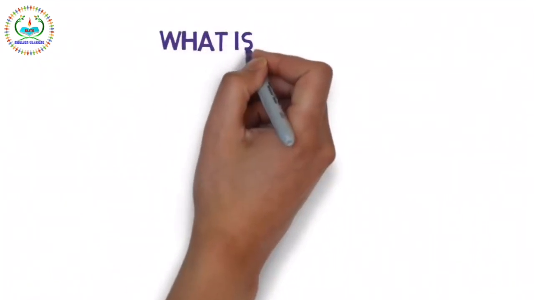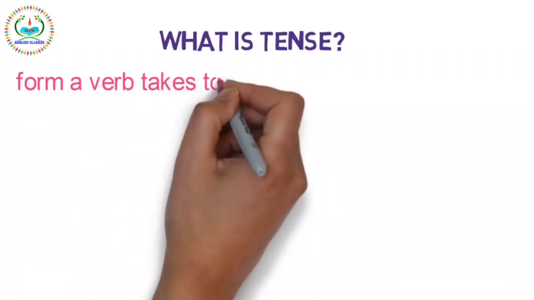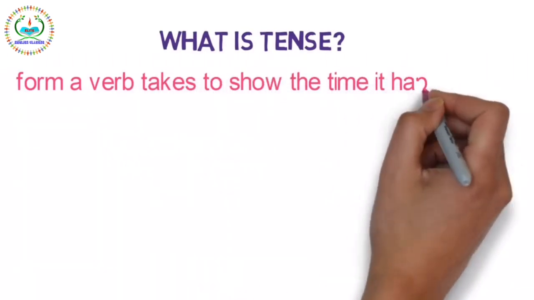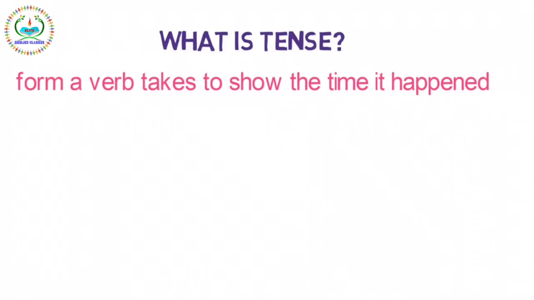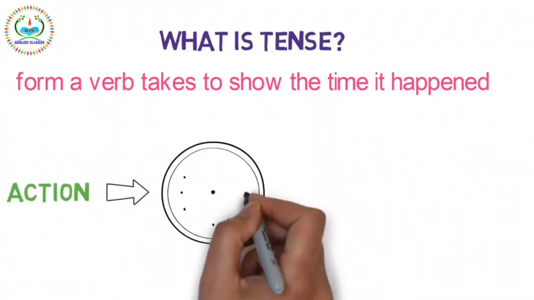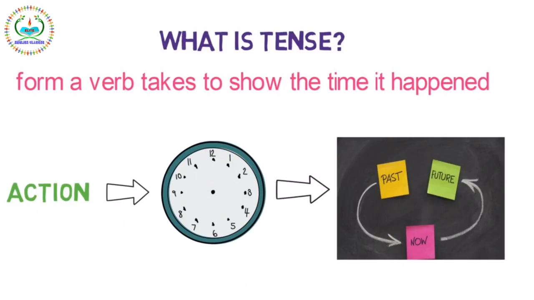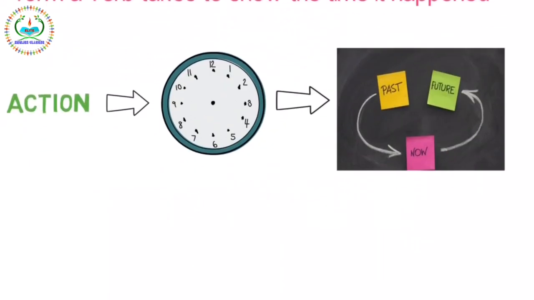What exactly is a tense? Tense is a form a verb takes to show the time it happened. It actually describes when any action happened with respect to time. Now, the time the action took could be past, present or future.